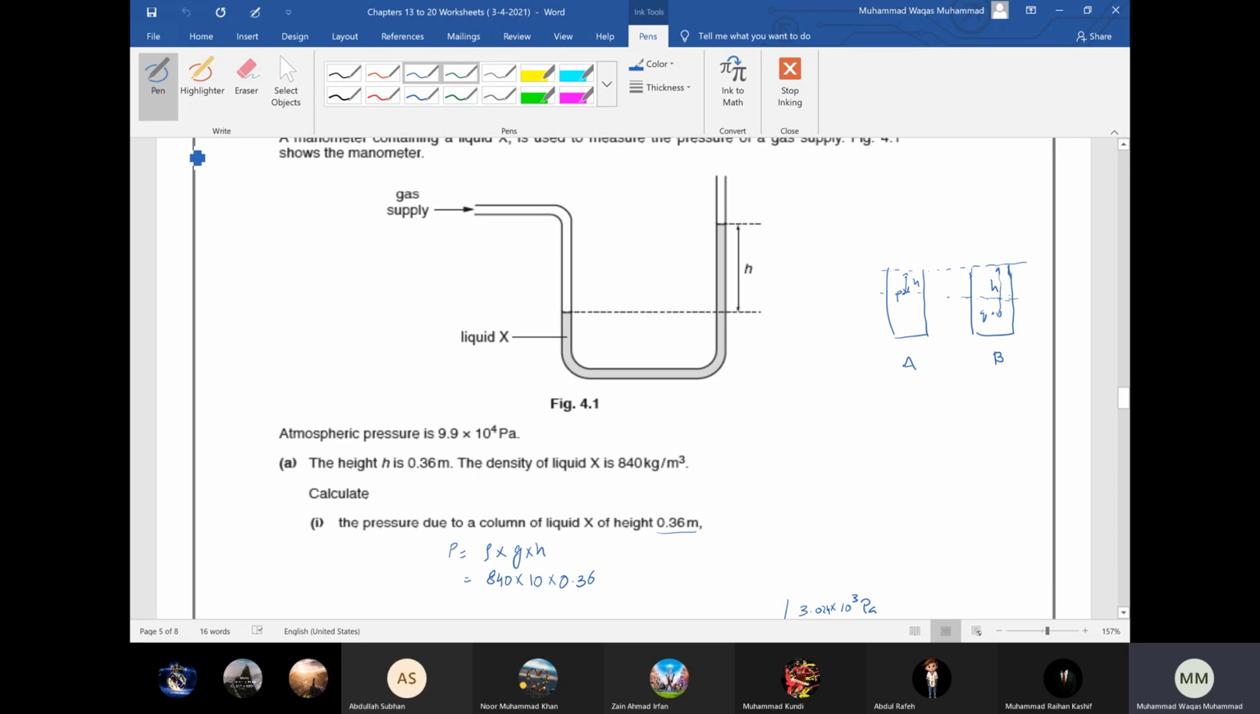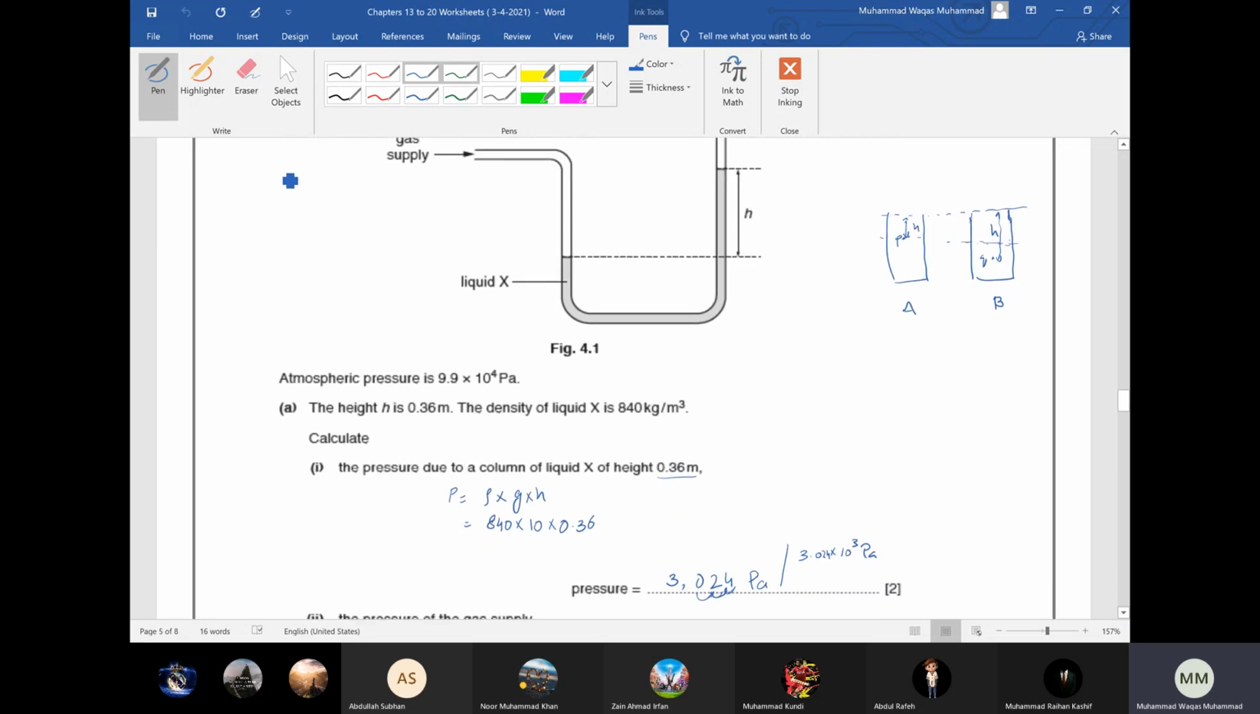But I explained that point in the last class, if you remember. Beta, we know liquid pressure depends upon the density, right or wrong? The greater the density of the liquid, at any particular depth there would be greater pressure, right? Yes or no? Now beta, the pressure of the gas supply is the same. It means the pressure difference would also be the same, which will be 3,024 pascal, right?